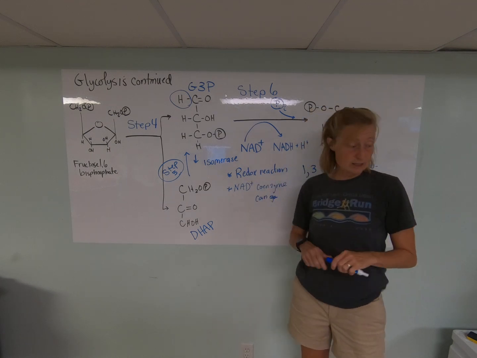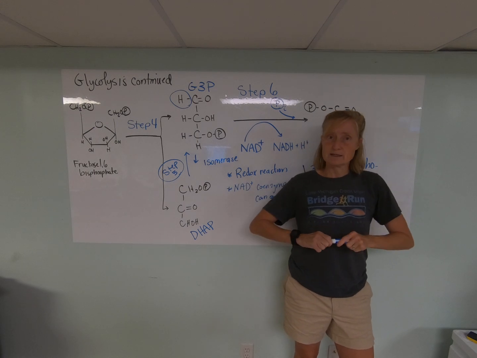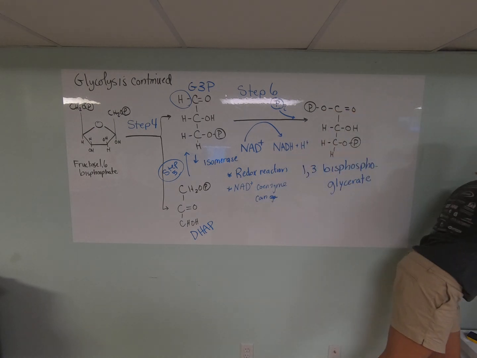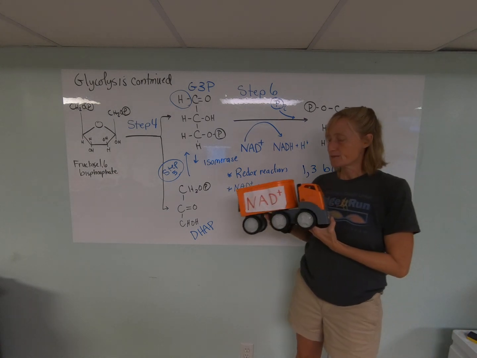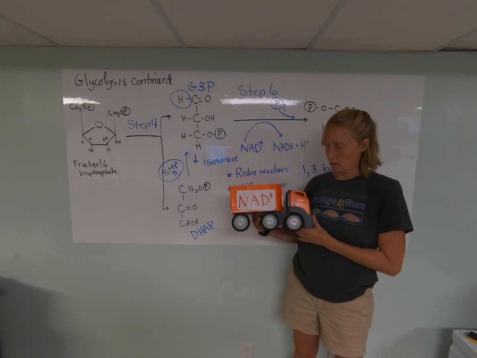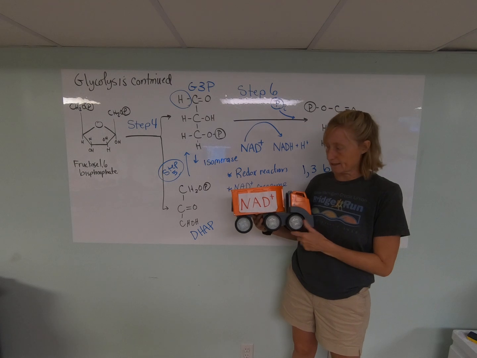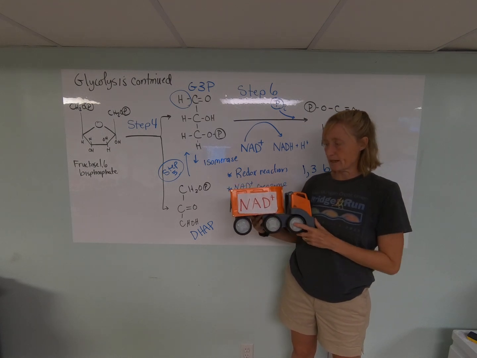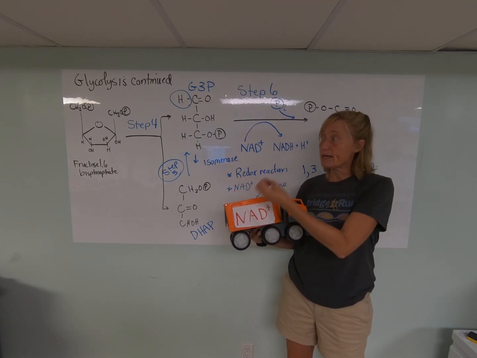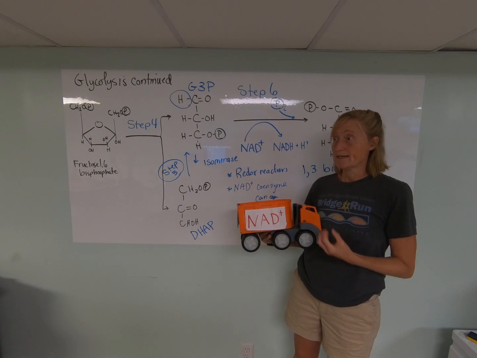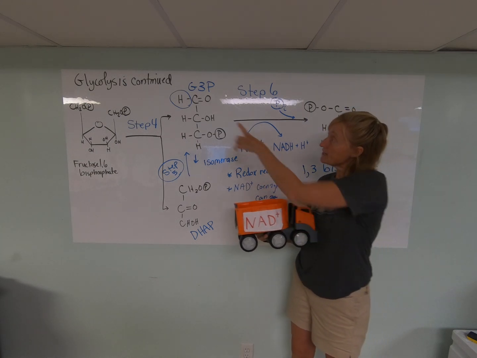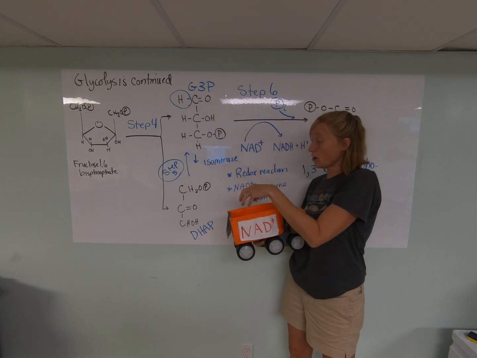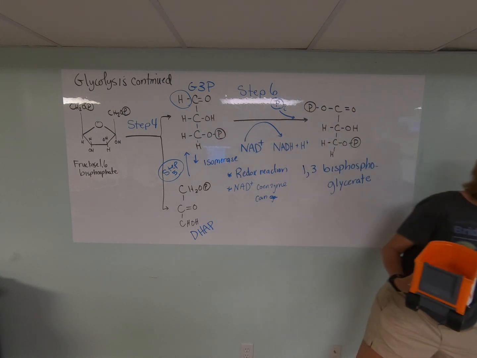This molecule is sort of like a big truck. That's why I have this guy, okay? This molecule you can think of as a pickup truck or as a dump truck or something like this. NAD+ is a molecule that has the ability to pick up high energy electrons, to be reduced, to gain high energy electrons. And it picks up high energy electrons from glyceraldehyde 3-phosphate in this reaction.